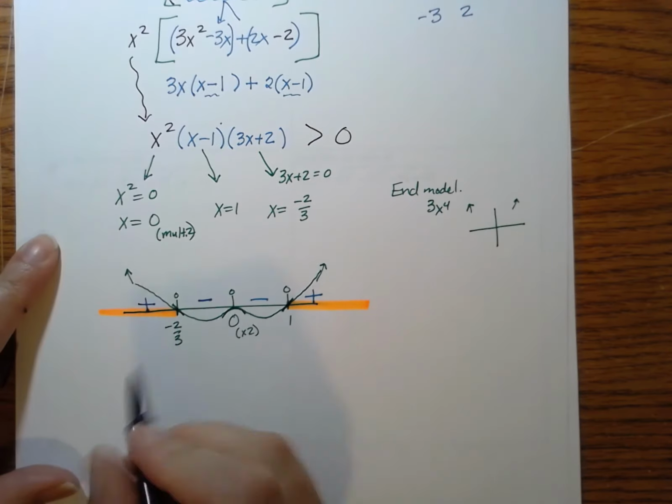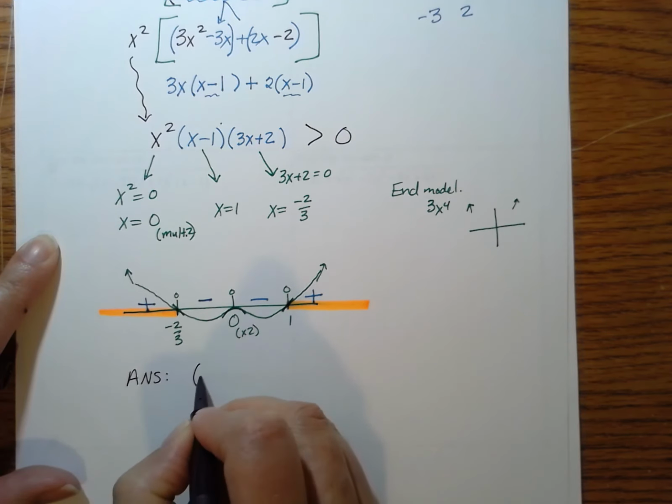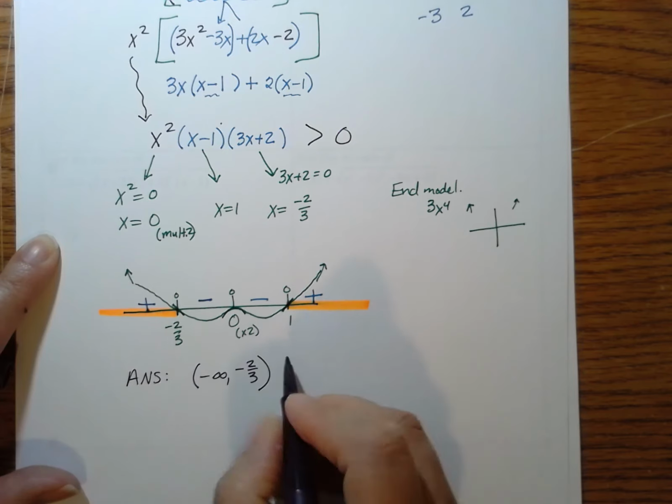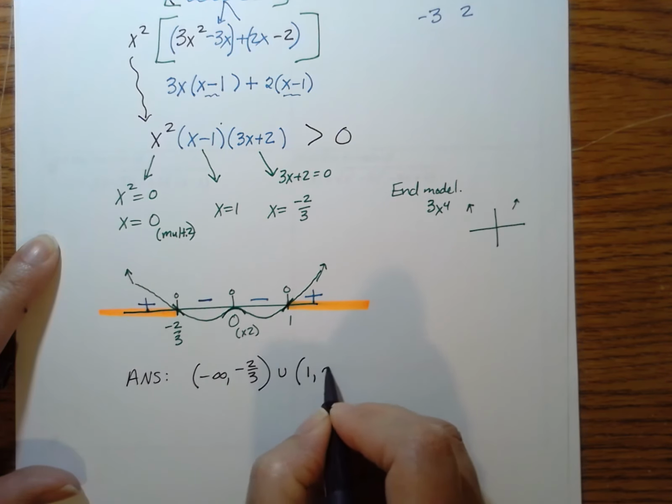So this answer is negative infinity to negative 2/3 on a soft bracket. And we're going to join that up with the interval from 1 to infinity.